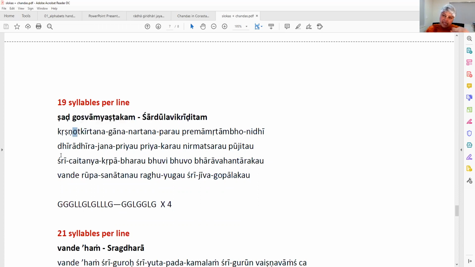Now here you will get the tune right if, like we said earlier, all the gurus, you elongate them. And the laghus, you keep them short. Okay. Krishnotkirtana gana nartana parau. Premamritambho nidhi. But if you don't elongate Premamrita, if you go Premamritam ho, it doesn't work. You will fall short. So always try and elongate the long ones. Dhira dhira jana priyau. Don't shorten it like that. It's not right.